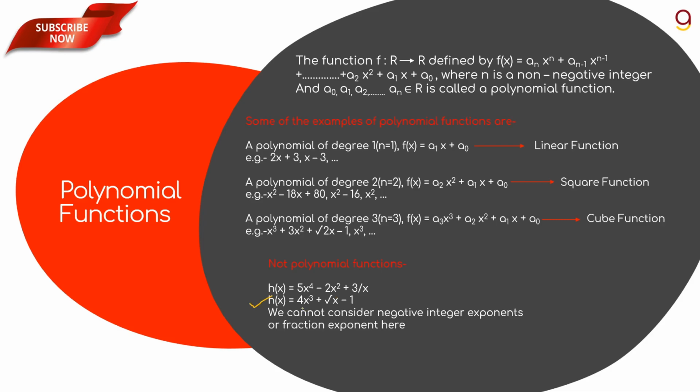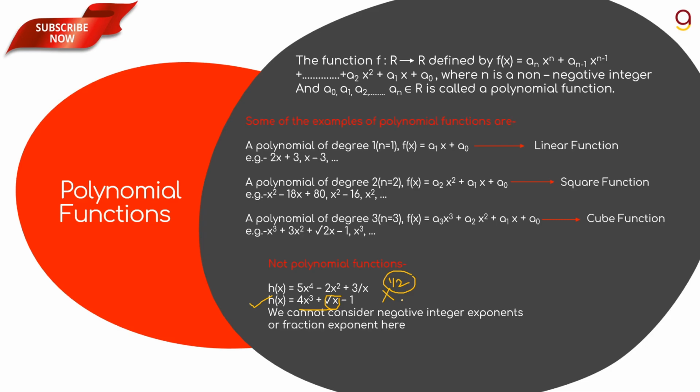h of x is equal to 4x cubed plus root x minus 1. Here, root x. What is the power of x in this case? In this case, the power of x is half. Again, this half is a fraction. As the power of x is a fraction, this is not a polynomial function.